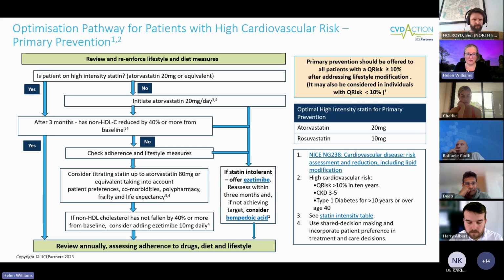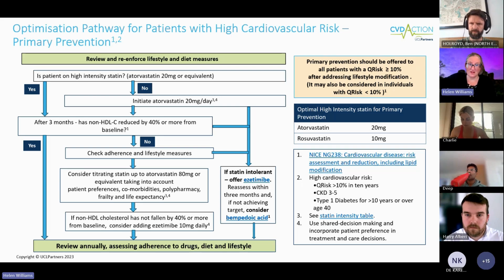NICE says if they haven't, then we should consider titrating up the statin and adding ezetimibe as an option to make sure that we do get that 40% drop. But the first reason for not getting the 40% drop is usually adherence. So check that they're actually taking the meds before you start escalating therapy, because if they're not taking them in the first place, higher doses are not going to have better effects. If they can't take a statin, ezetimibe first line with the consideration of bempedoic acid.